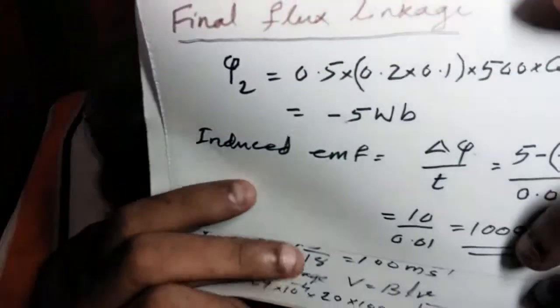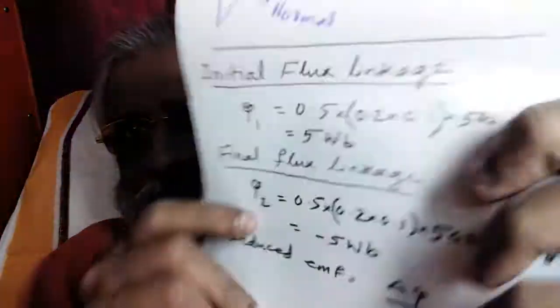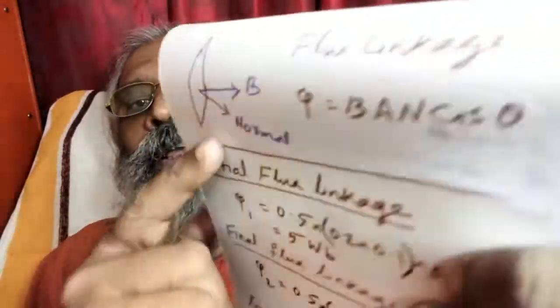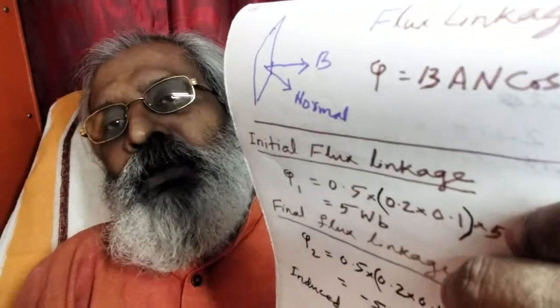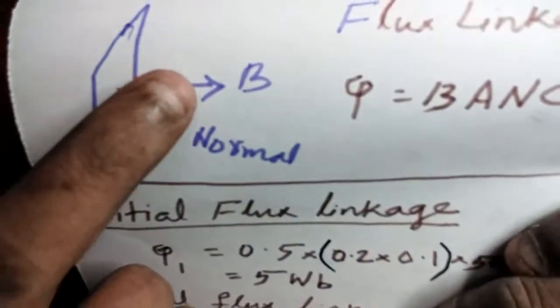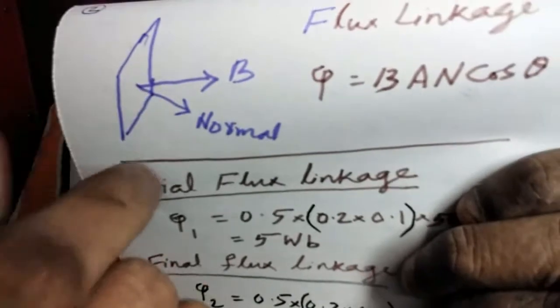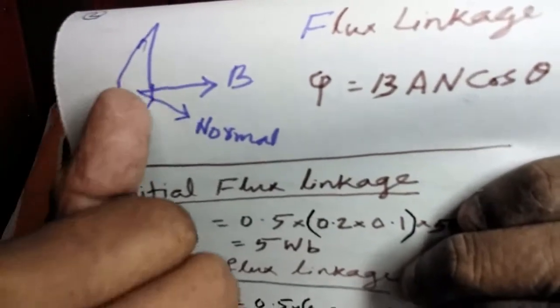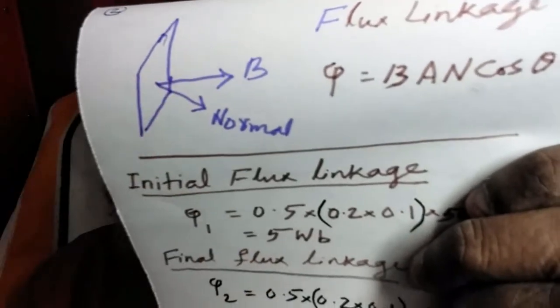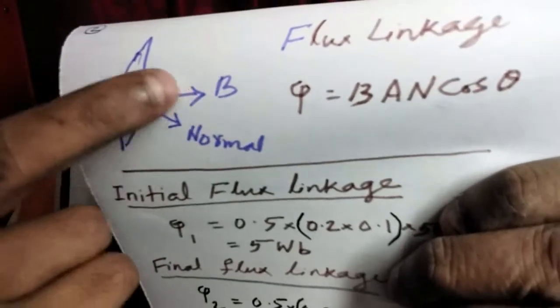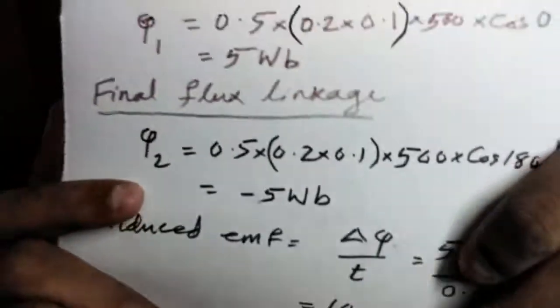Then total final flux. The coil is given 180 degree rotation. That is given in the question. That means theta now becomes 180 degree. That is, the coil changes its face. This normal becomes opposite to the direction of B. When you turn the coil through 180 degree, the perpendicular to the coil changes its direction. That means theta is 180 degree.